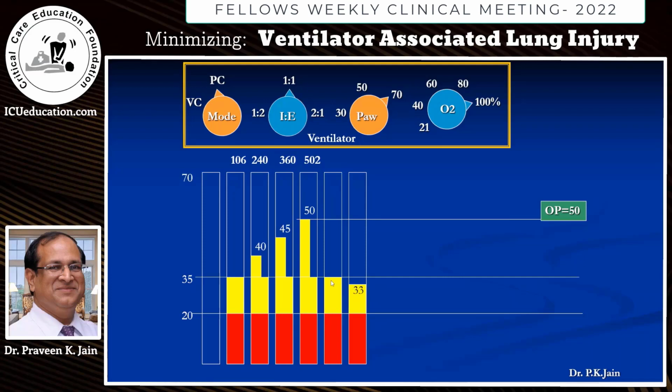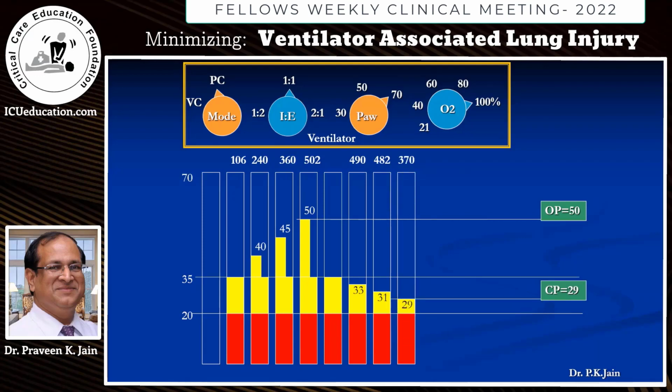Now we are determining the closing pressure by going down on the peak airway pressure from 35 to 33. The blood gas is holding. 31, blood gas is holding. 29, the blood gas falls. The PO2 falls. And therefore, this becomes my closing pressure. So I've determined the opening pressure. I've determined the closing pressure.